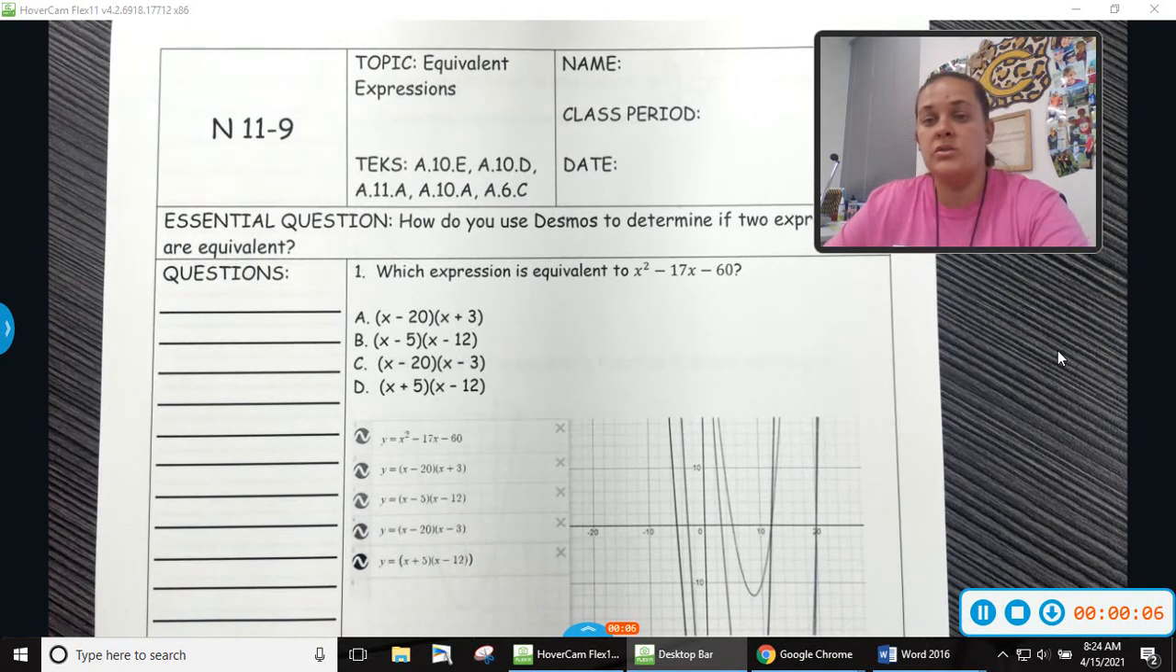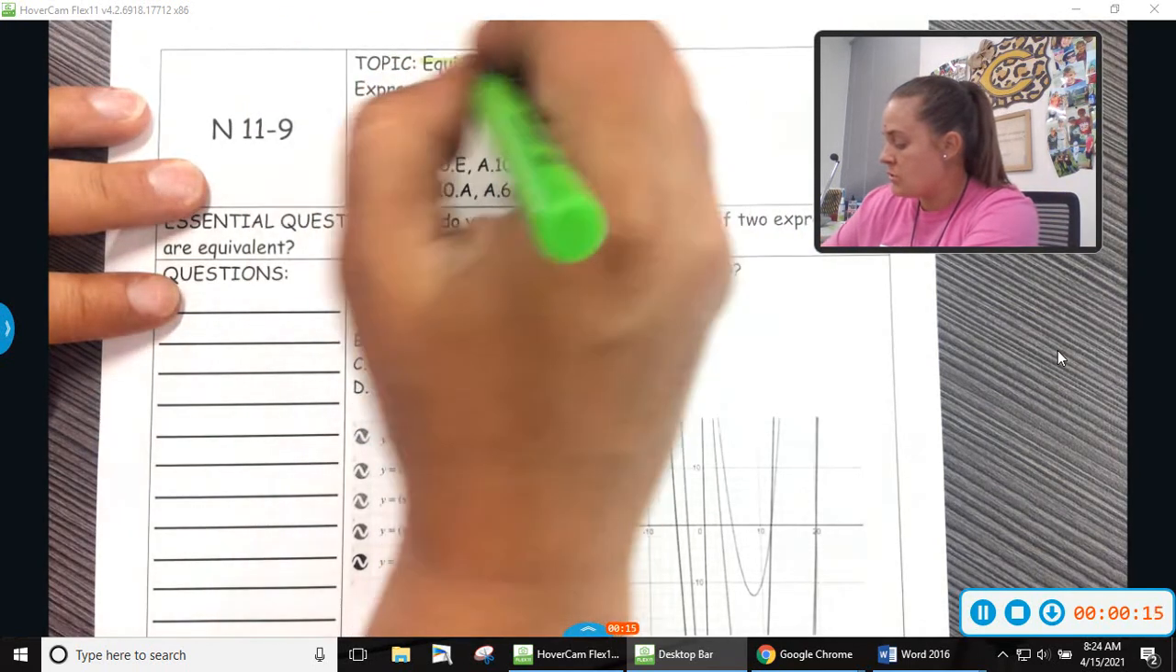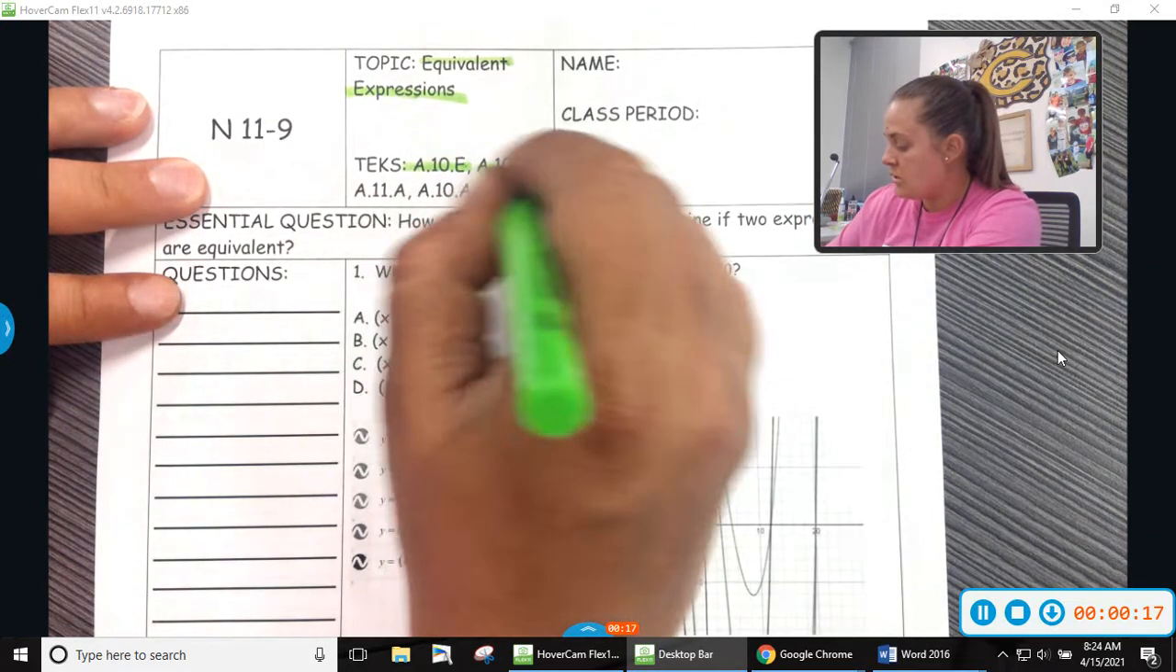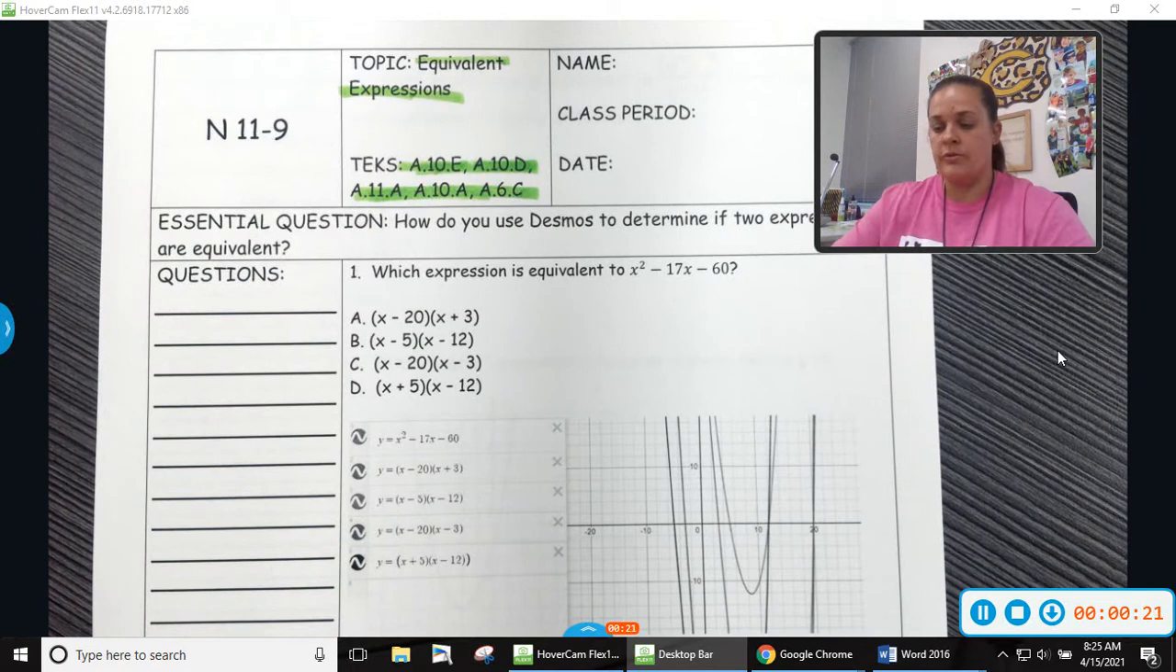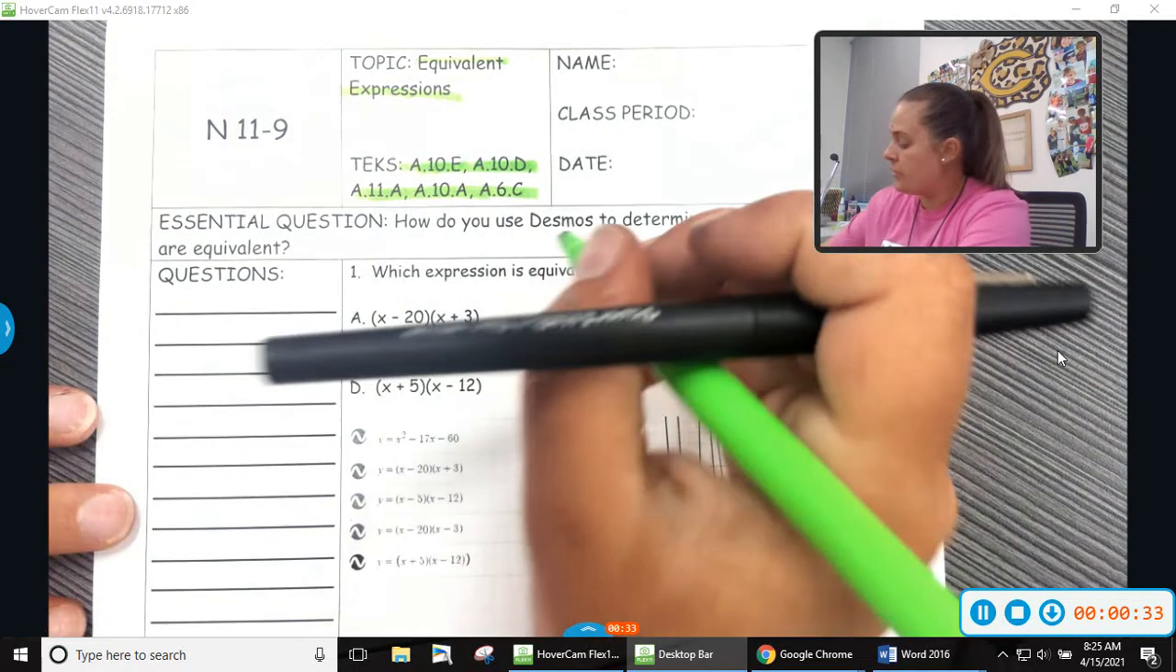This amounts to a lot of test questions on our EOC test. Anytime you see the word equivalent, remember that means equal to or the same. These are all the TEKs we're focusing on because they use the word equivalent so much on the test. So anytime you see the word equivalent, that means equal to, so you're just playing a matching game. On number 1 it says, which expression is equivalent to?